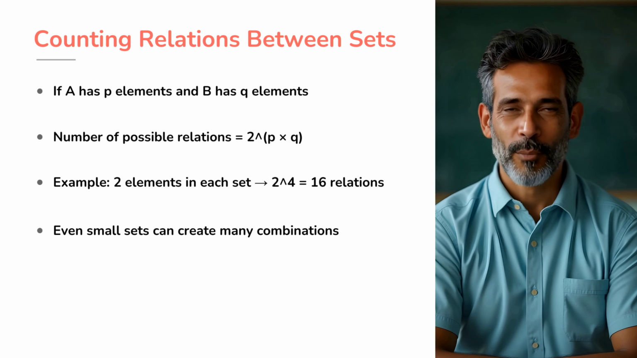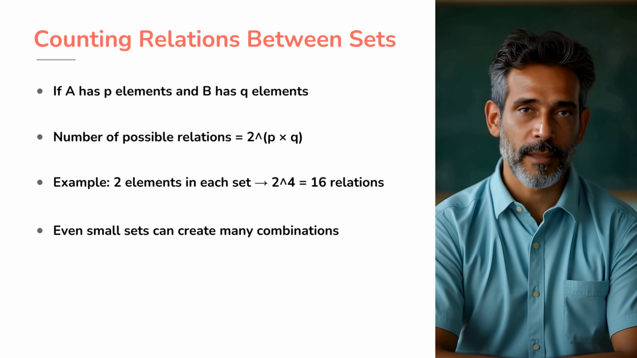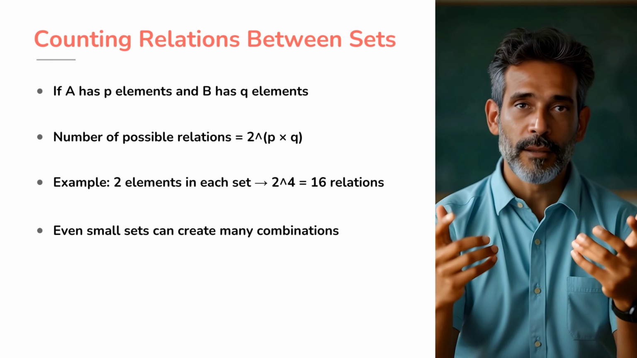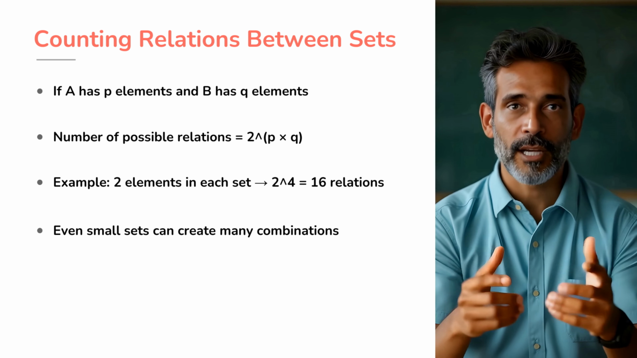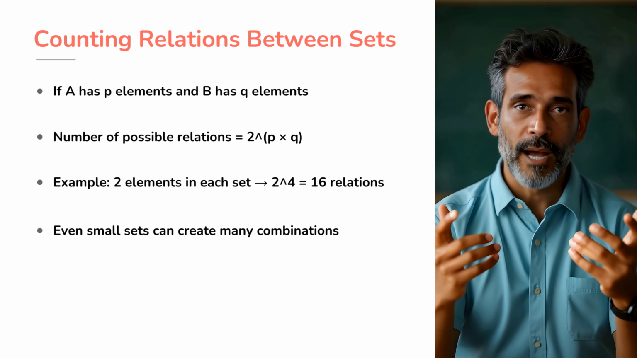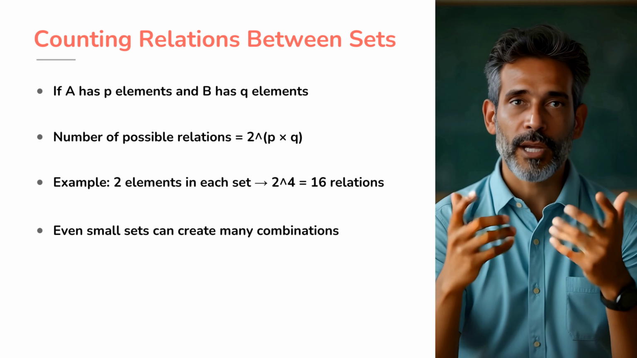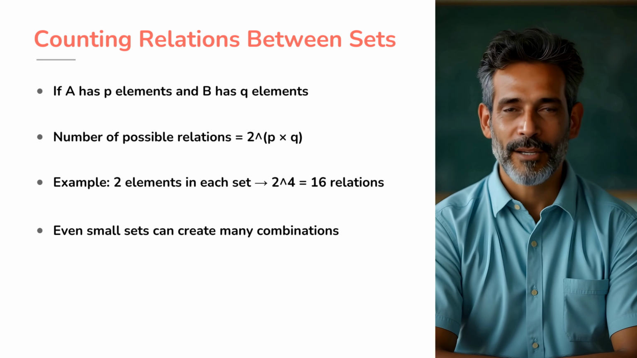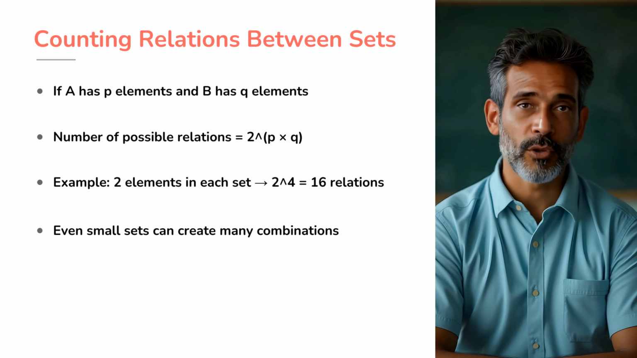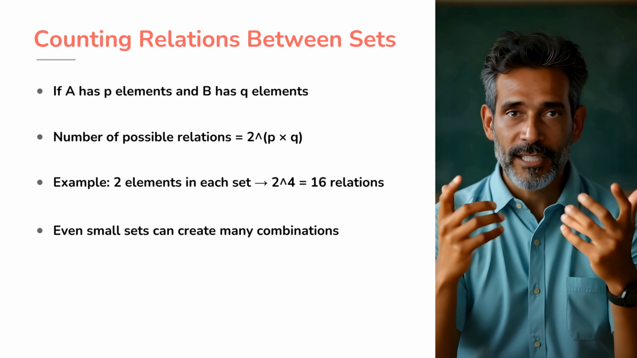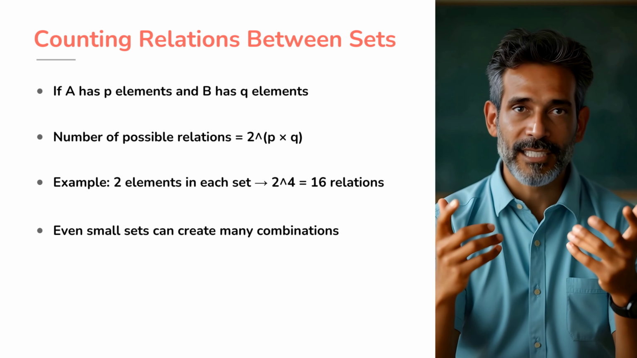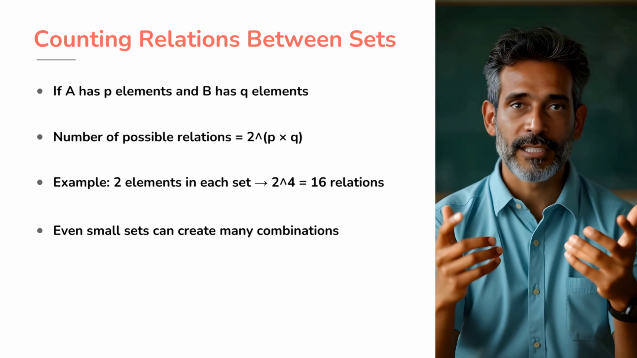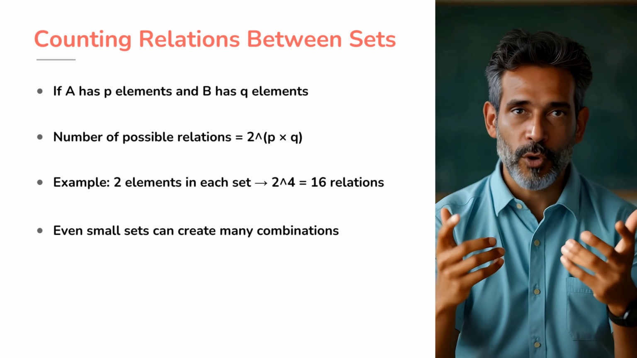Let's see a concrete example so you can understand it clearly. Suppose set A has 2 elements and set B also has 2 elements. First, we find how many pairs are in the Cartesian product. 2 times 2 equals 4. Next, to find the total number of relations, we calculate 2 to the power of 4 equals 16. This means there are 16 different relations you could create between these two sets. Even with small sets, the number of possible relations grows very quickly.